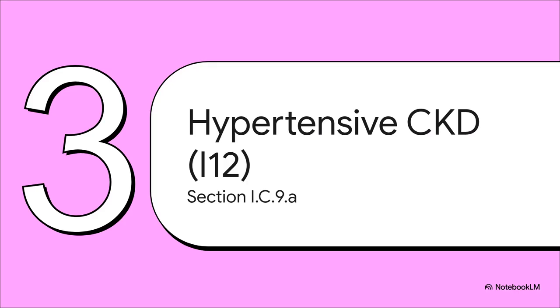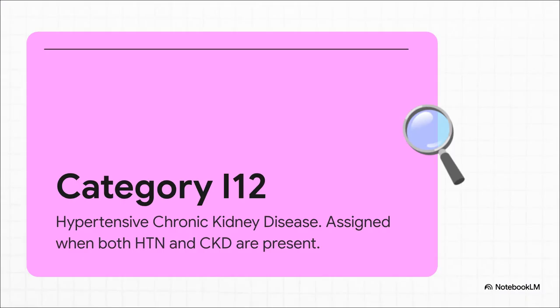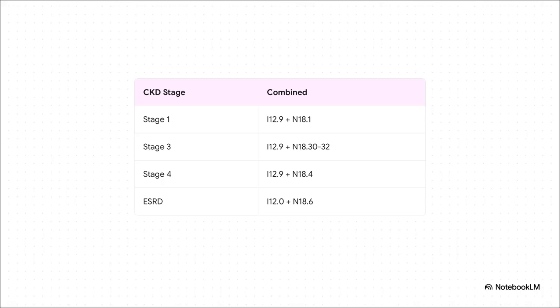Next up is category I-12, hypertensive chronic kidney disease. We're shifting our focus from the heart over to the kidneys. Just like with the heart, the codebook assumes that the hypertension and the CKD are intimately connected. If the patient has both, boom, they snap together right into category I-12. Think of this as your formula for success. The I-12 code pairs directly with the N18 stage code to paint the full clinical picture. CKD stages 1 through 4 pair up with I-12.9, but pay close attention here. If a patient hits end-stage renal disease, meaning stage 5 or ESRD, your primary code shifts over to I-12.0.